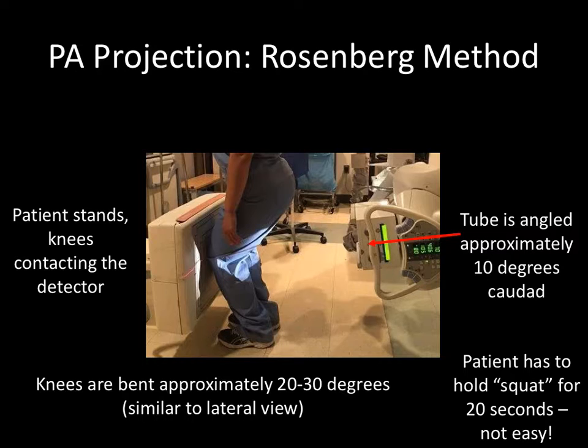For the PA projection Rosenberg method, the patient stands facing and contacting the detector with the knees flexed approximately 20 to 30 degrees. The X-ray tube is angled 10 degrees caudad, entering at the level of the intercondylar fossa, while the patient holds this squatting position for about 20 seconds.